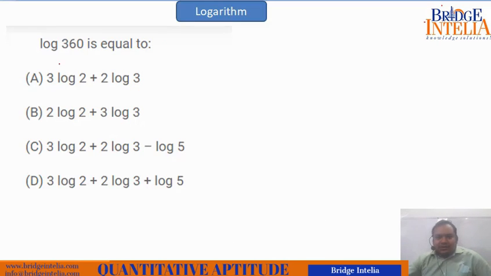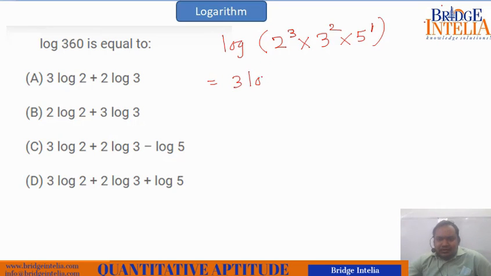Now log 360 is equal to what? So log of 360 can be written as, if you break it into prime factors, let's prime factorize, 2 cube into 3 square. So 8 9s are 72 into 5. So this is what 360 is equal to. So this can be written as 3 log 2 plus 2 log 3 plus log 5, because this 3 will go outside and be multiplied as it is.